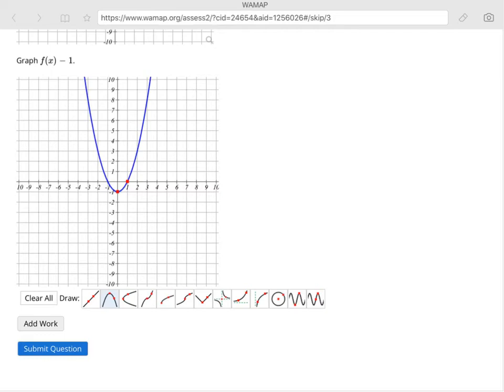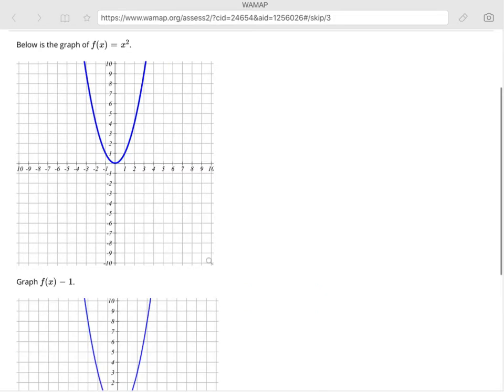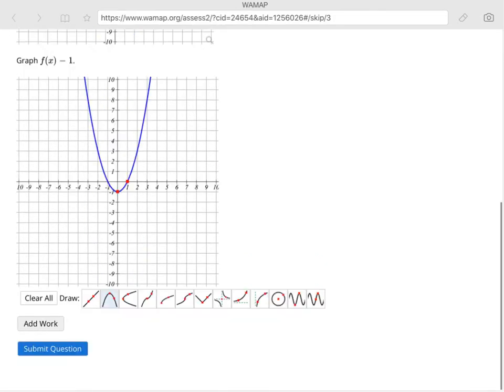And so notice this is indeed the same thing as what we had up there, except move down 1, because that's what that function notation told us to do. And so that one is now done and ready for submission.